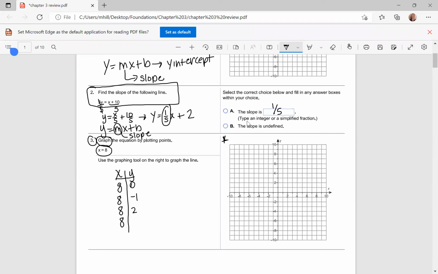I'm just putting in random numbers here, but I would have a point when x is 8 and y is 0. When x is 8, y is -1. When x is 8, y is 2. When x is 8, y is 3, because the graph of x equals 8 is just a straight line that goes through where x is equal to 8. It didn't ask you this, but on this one, it's a vertical line, so the slope would be undefined. If it's a horizontal line, your slope is 0, but if it's a vertical line, your slope is undefined. And that's how you're going to graph that.